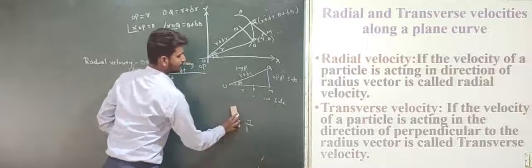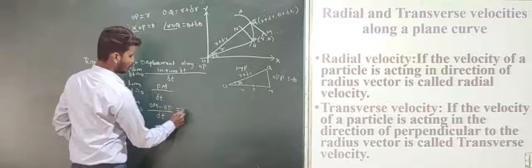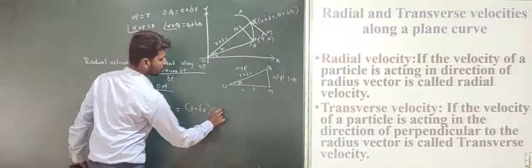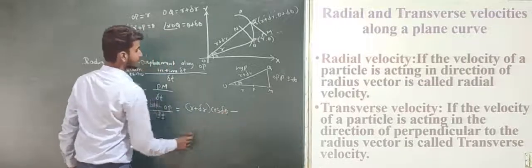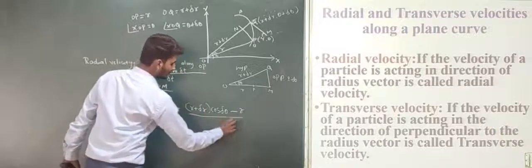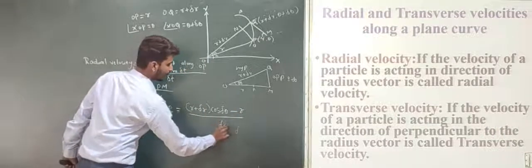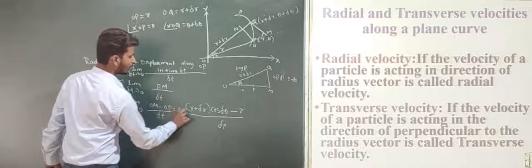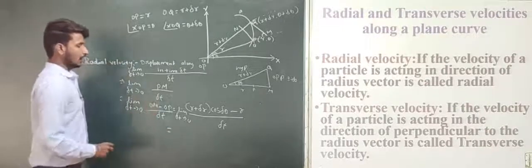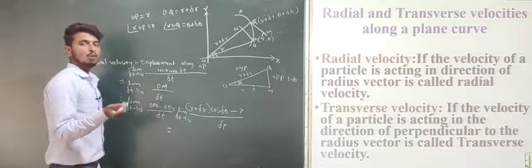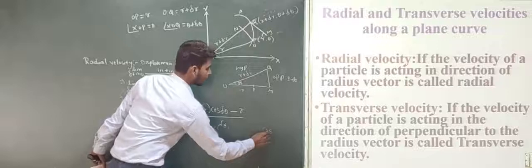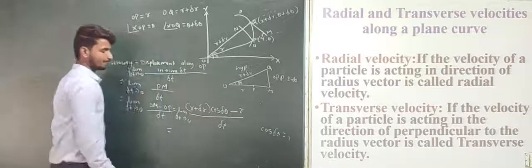OM is equal to R plus delta R into cos delta theta minus OP, where OP is R, divided by the small change in time, that is delta theta. So we apply the limit delta theta tends to 0. Here cos delta theta is for a small change in the angle, so we can neglect it and take cos delta theta equal to 1.